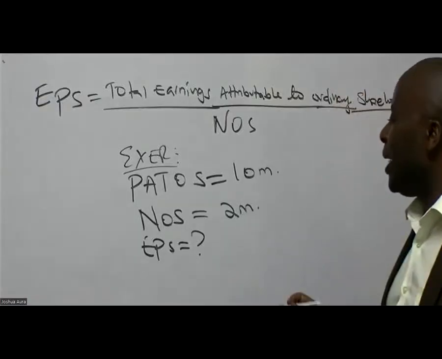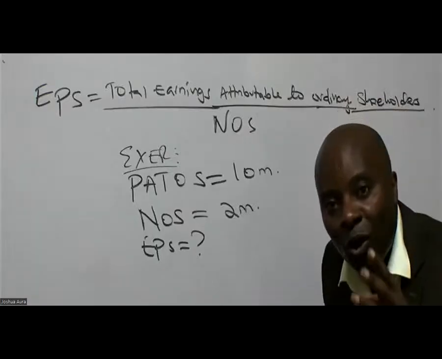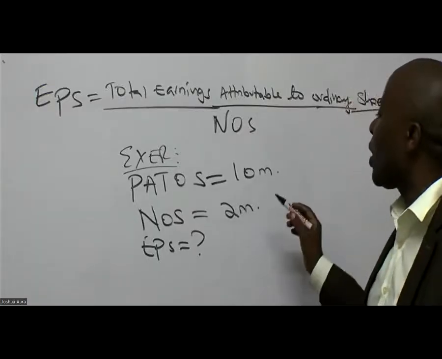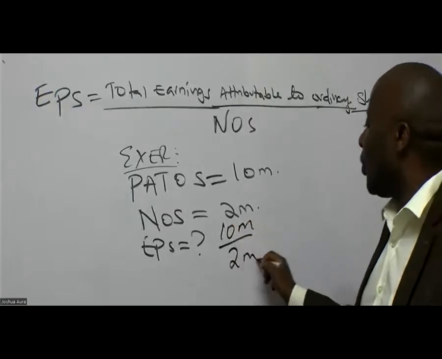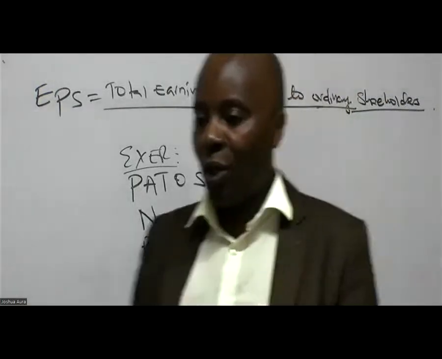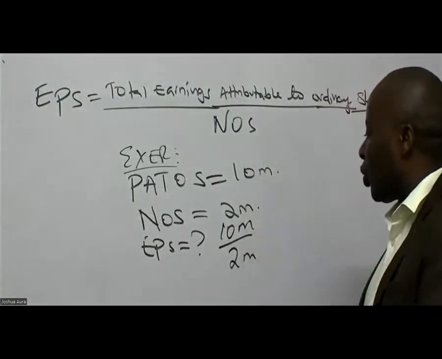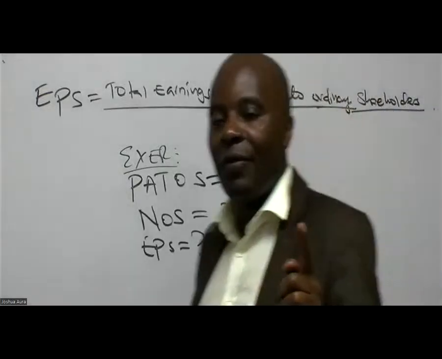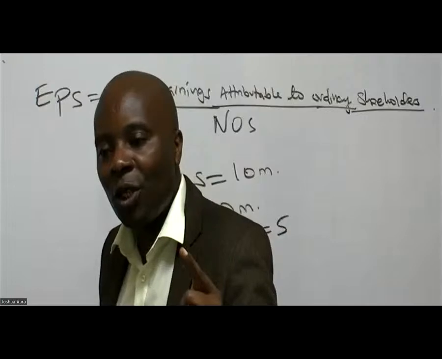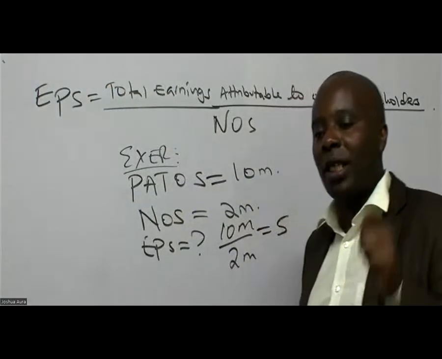So how do we get earnings per share? The formula is already here. It is profit attributable to ordinary shareholders, which is 10 million, divided by 2 million. The answer is 10 over 2, which gives me how much per share? Each share is earning Kenya shillings 5.